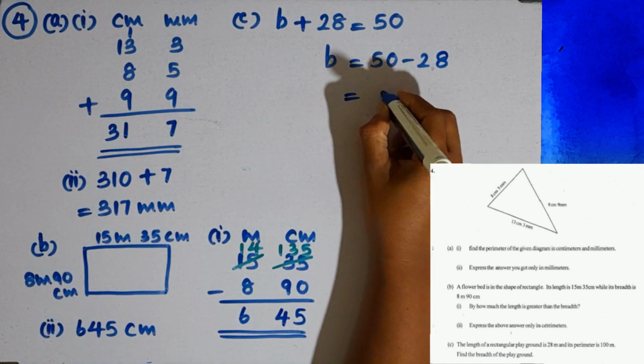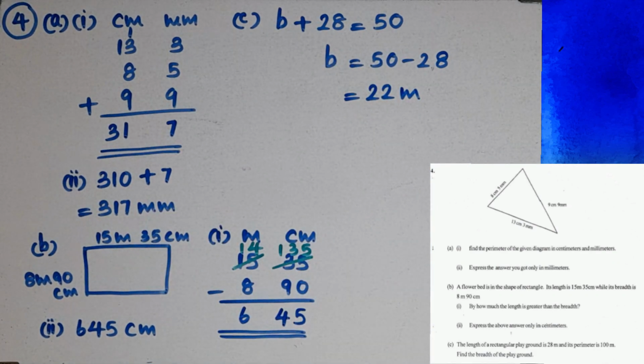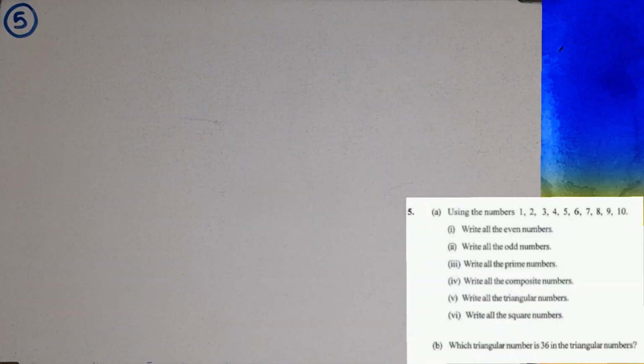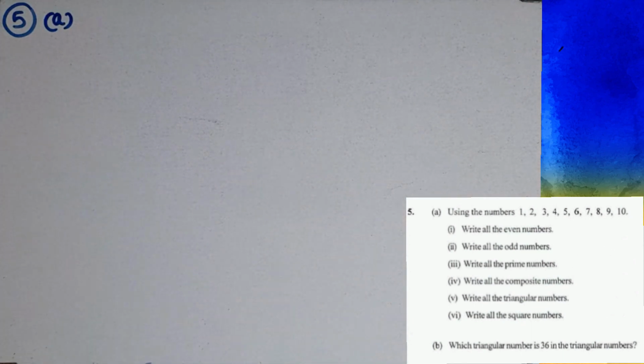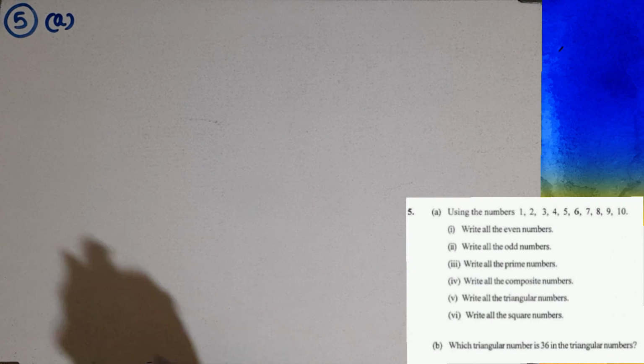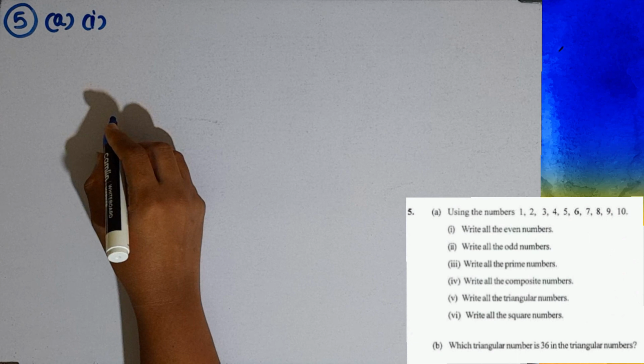So the difference is 22 meters. Question number 5. A part. Using the numbers 1, 2, 3, 4, 5, 6, 7, 8, 9, 10. First part, first question. Write all the even numbers.